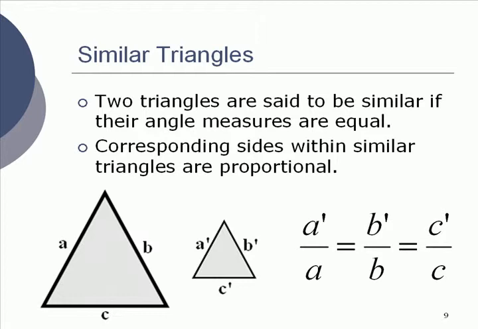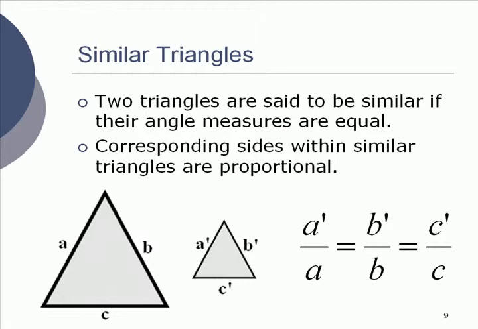But in general, if you have two triangles that are similar, that is to say they have the same shape but different size, they could be the same size, but generally they don't, then all their angle measures have to be equal. And corresponding sides are going to have to be proportional. So for example, A prime, the A side of the smaller one divided by A, that's going to give you the same ratio as B prime divided by B or C prime divided by C.